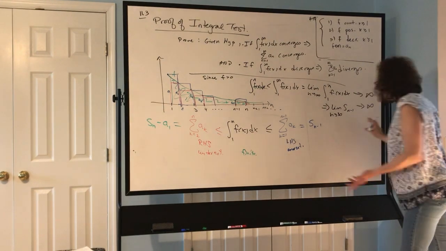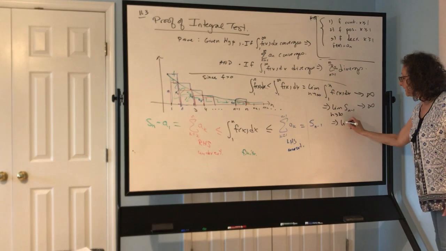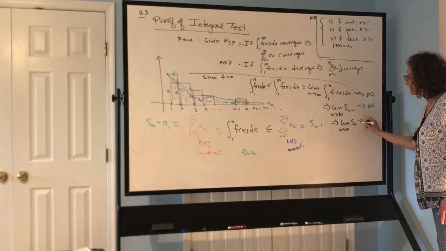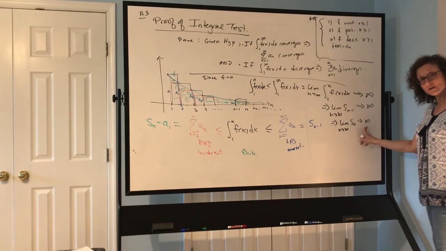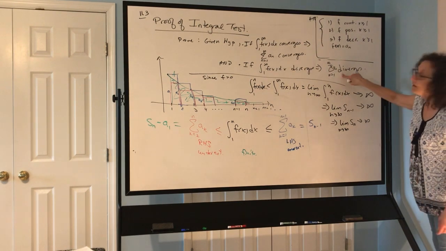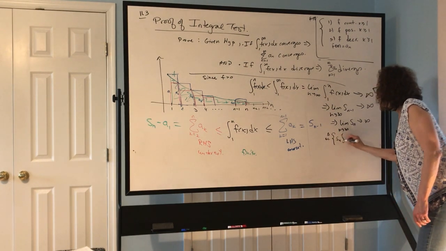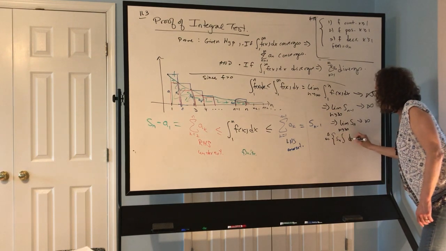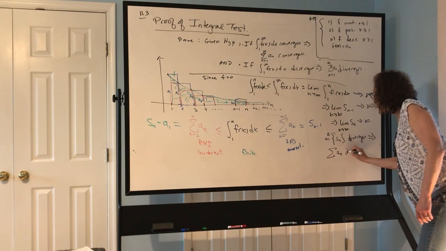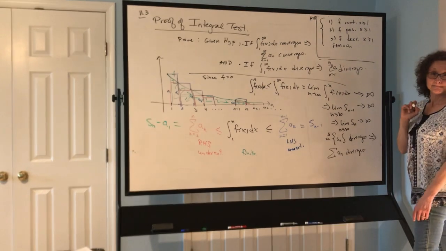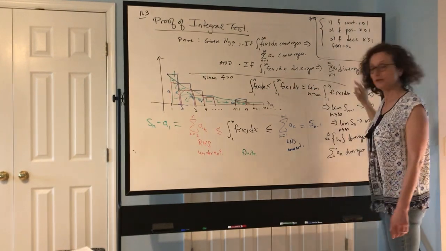But what did we say once before? If n's going to infinity, where's n minus 1 going? Also to infinity. So that means the limit as n goes to infinity of s sub n is going to infinity. And this means the sequence of partial sums diverges, which by definition says that the sum of a sub n diverges. Make sense? So that's the divergence piece. When the improper integral diverges, the series has to diverge.